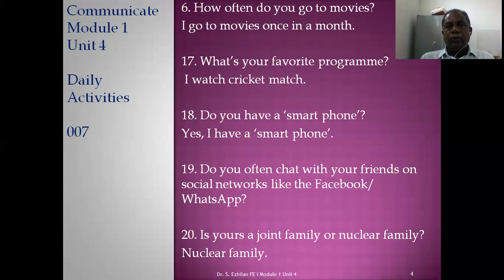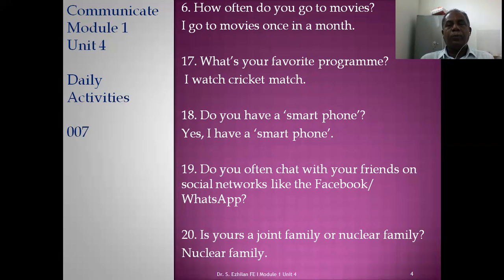Next one, how often do you go to movies? I go to movies once in a month. Same question, different way and different answer. How often do you go to movies? I go to movies once in a month.